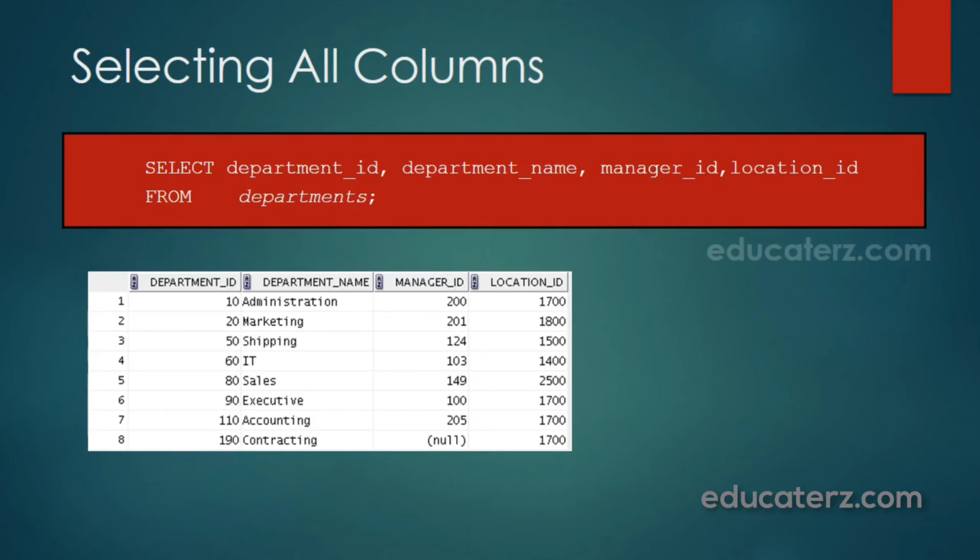Selecting all columns by writing all column names in the select list. Look at this example: select department ID, department name, manager ID, location ID from departments table. And see the result. We got the same result as in the previous example, when we used select star from departments. In this example, we are writing all the column names in the select list. It displays department ID, department name, manager ID, and location ID.